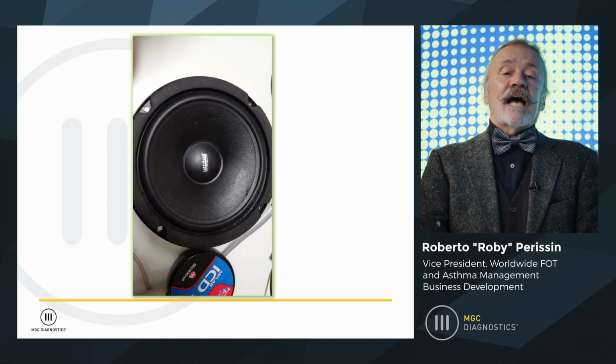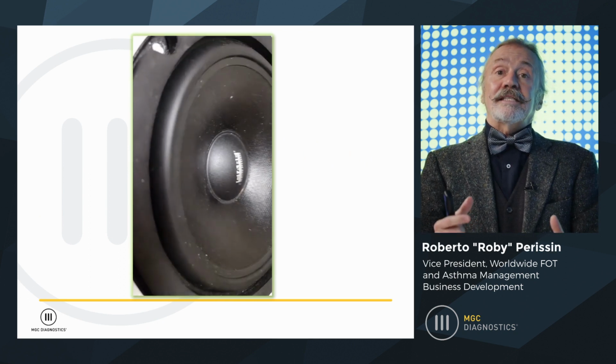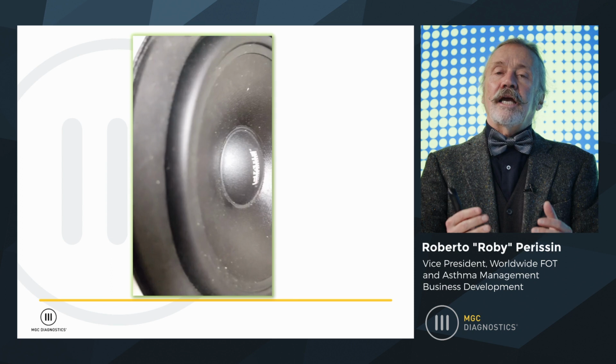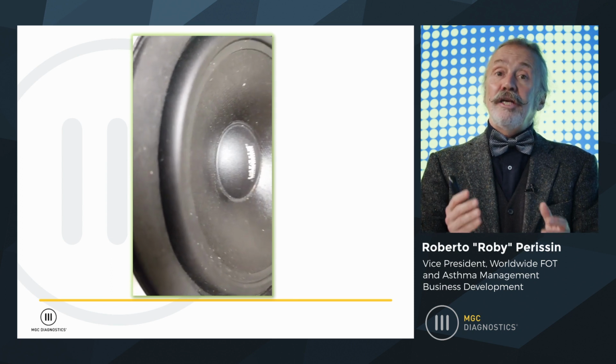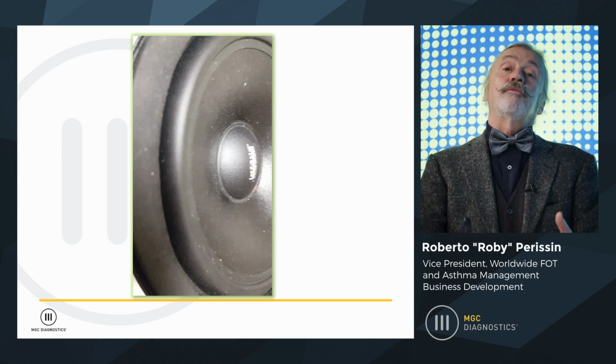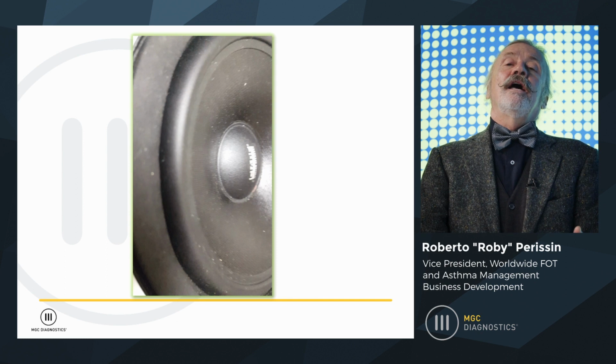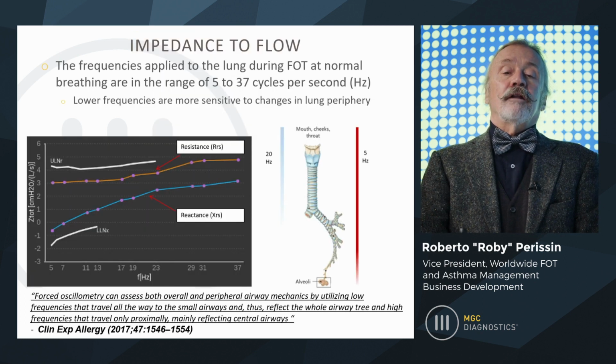This is exactly what happens with the large loudspeaker, which is needed. This is what the original technique always used, and it's very needed to have a large loudspeaker to generate these waveforms or this sinusoidal signal that imposes to the normal tidal breathing.